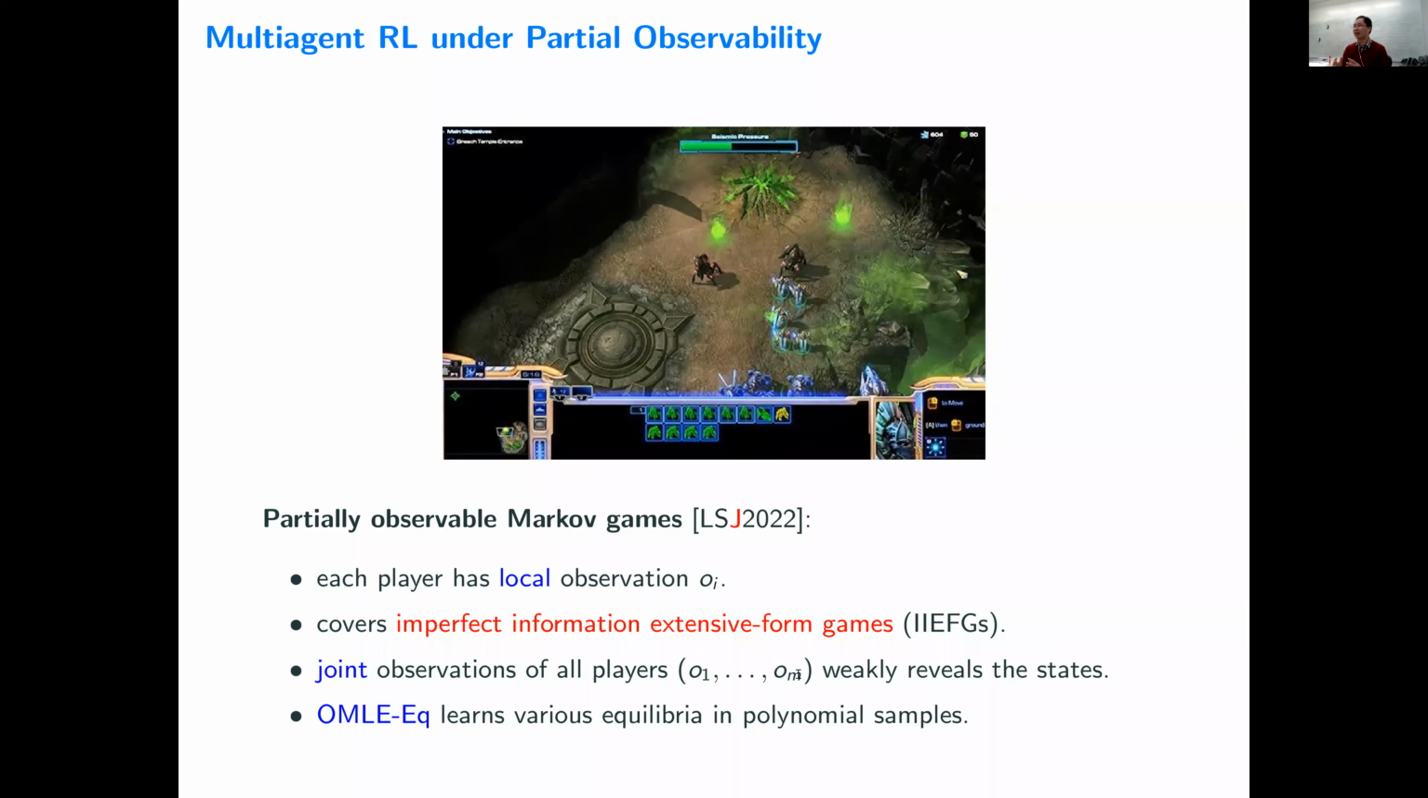Instead of the optimistic MLE step, where in the optimistic planning step we find the greedy, best model, here we will solve for an equilibrium. We find some model so that it's optimistic in the equilibrium sense. Once we replace that subroutine, we can use a similar idea to learn the equilibrium in a polynomial number of samples. Okay, this is one work about the multi-agent setting.